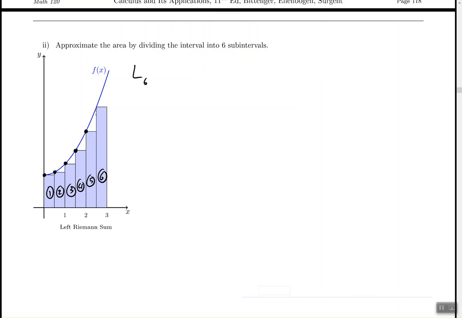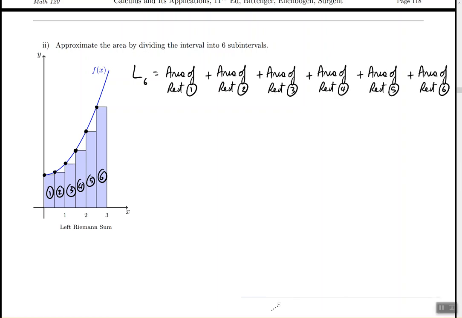And what I'm going to be doing is adding the area of rectangle 1 plus area of rectangle 2 all the way to area of rectangle 6. And keep in mind that each rectangle has a length and a width, so each rectangle is going to be 2 numbers multiplied by one another. Okay, so now that we have set up the formula, let's go ahead and look for the numbers.